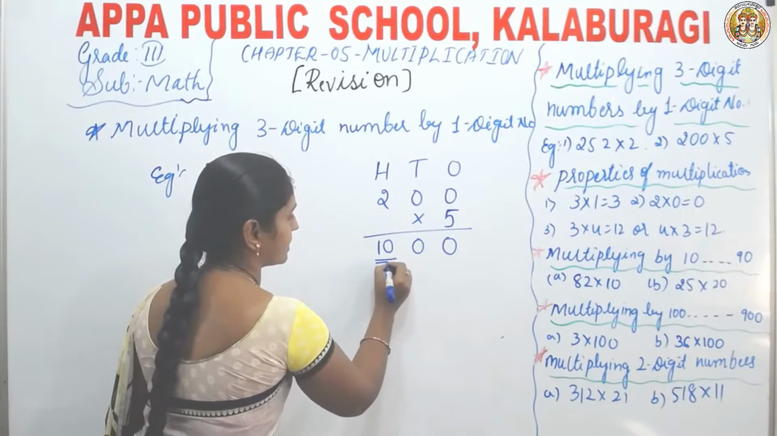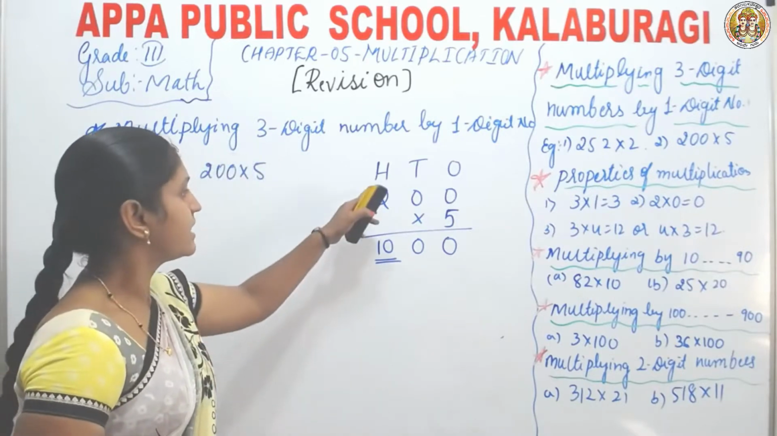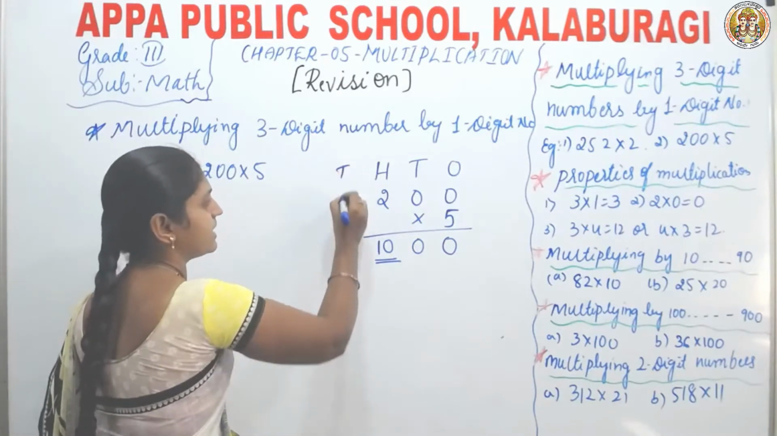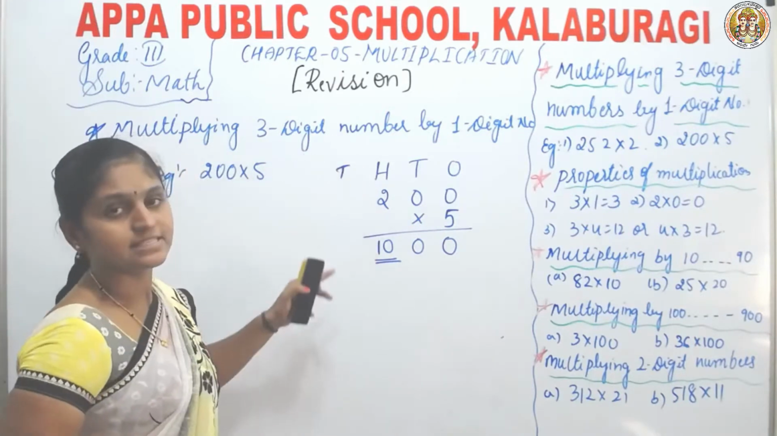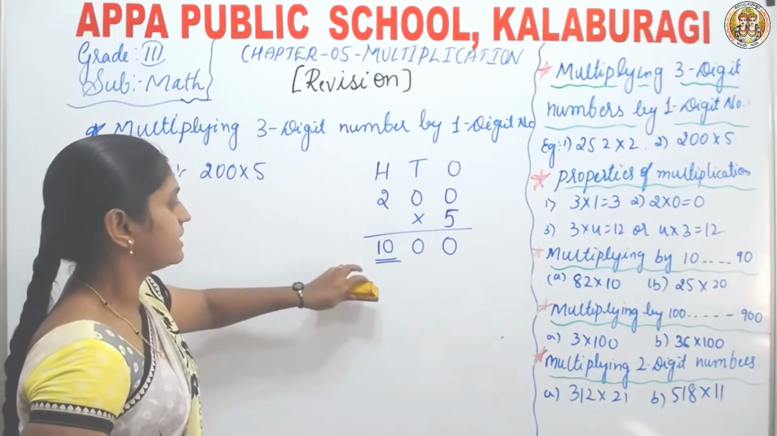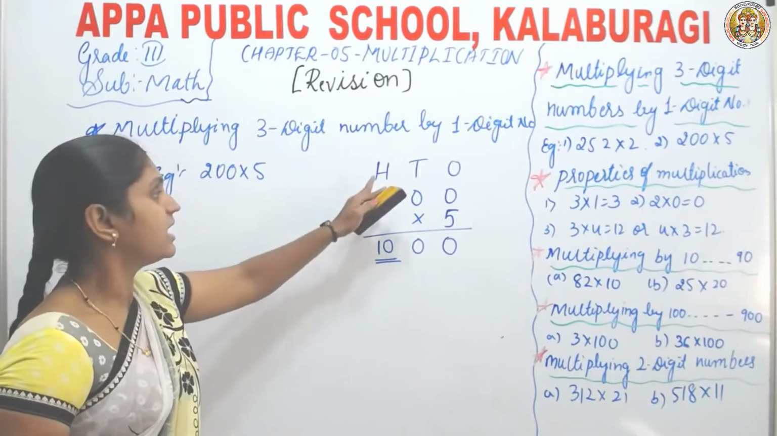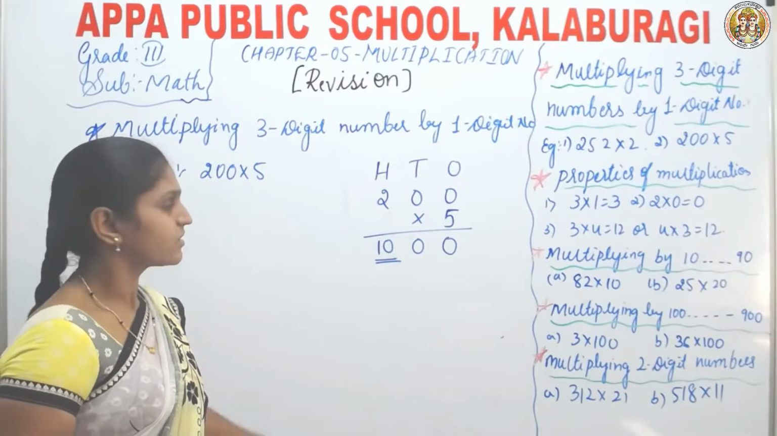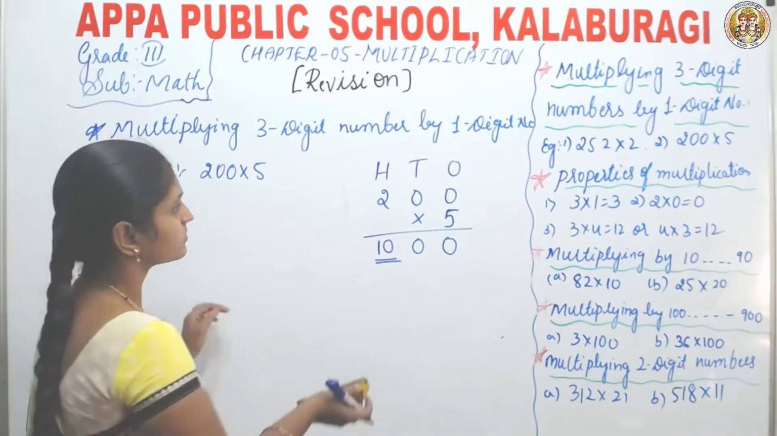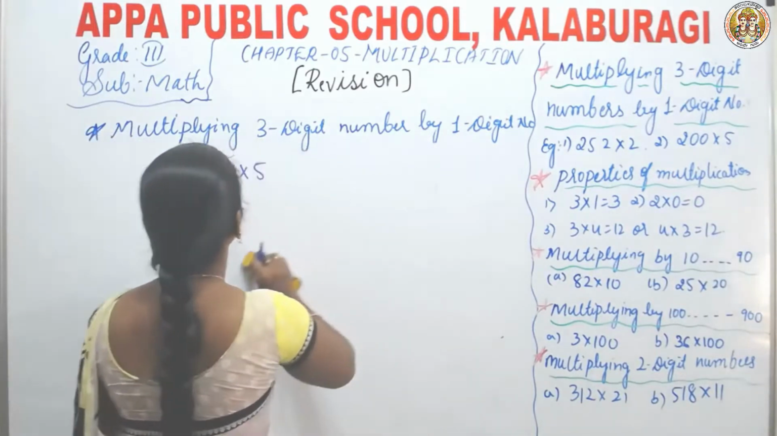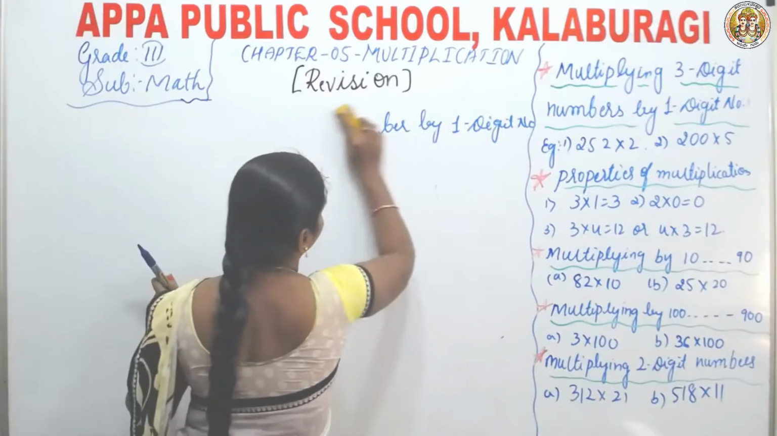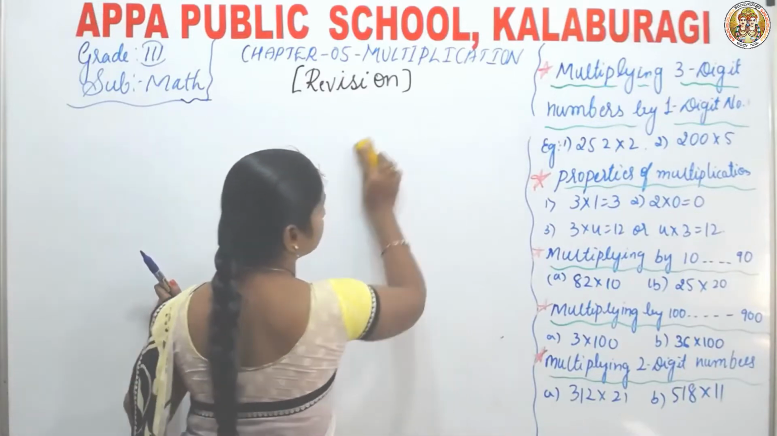Why did we write 10 directly here? Because there is no next number here. If there were a thousands place, we would keep the 1 as the carry. Here there is no next number, so we write 10 directly in the hundreds place. So here 1000 is the product. Yes. So this is about the multiplication of a 3-digit number by a 1-digit number.